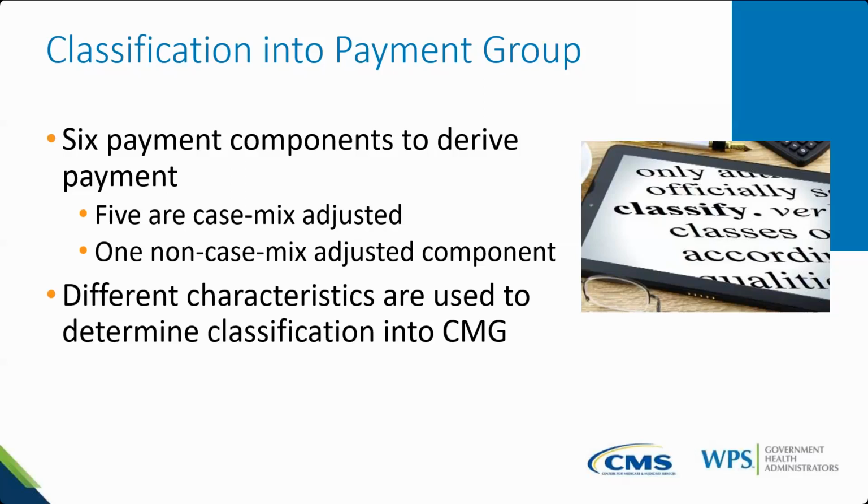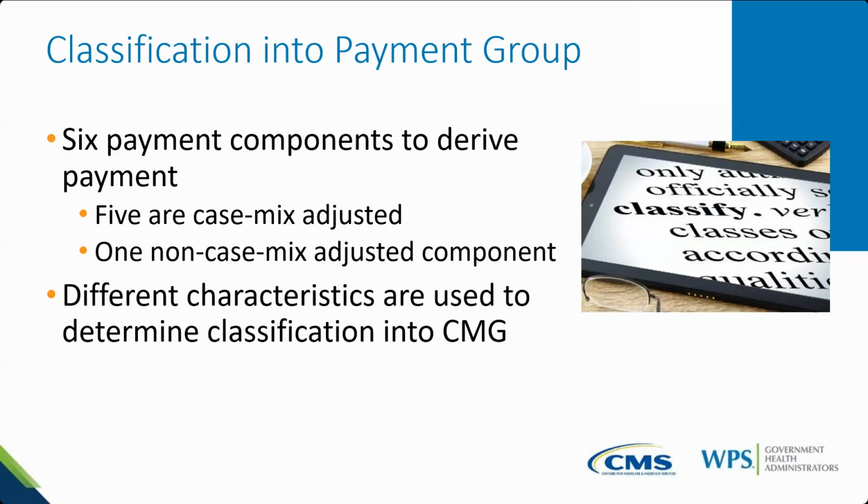So this is different from RUG 4 because under RUG 4, payment was derived from a combination of 2 case mix adjusted payment components and 2 non-case mix adjusted components. The RUG 4 payment methodology assigned patients into payment classification groups called RUGs within the payment components, based on various patient characteristics and the type and intensity of therapy services provided to that patient.